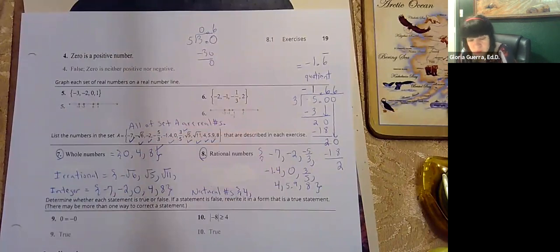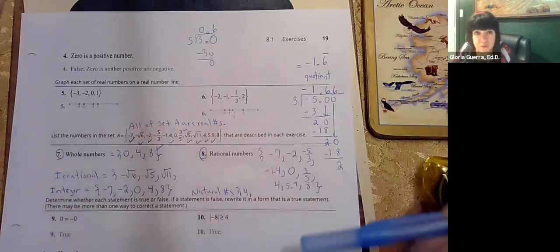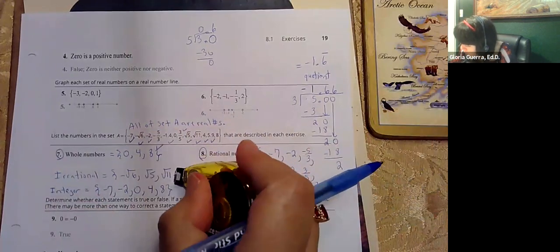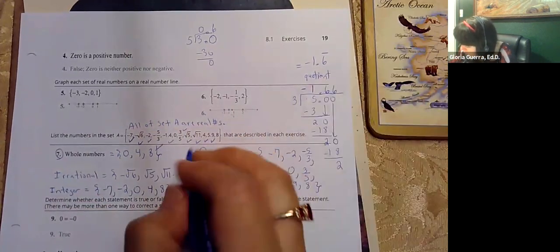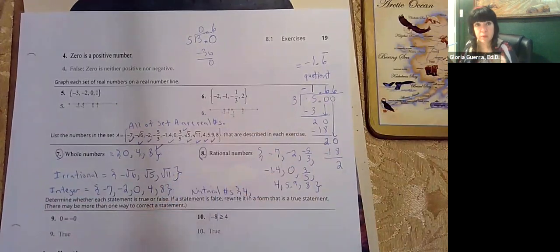Let me just double check. Yeah, I can close this set. See, there was no more under rational. So there's no more, you can just close it. Okay, I think that looks accurate.